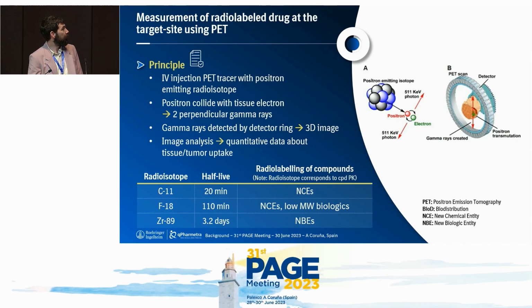So the principle is depicted here, where a radio-labeled compound, which can be labeled with carbon, fluorine, or zirconium, depending on which half-life you want, and this depends on the compound you're investigating, of course, is injected into the patient, where these positrons interact with electrons in the tissue, emitting gamma rays, which can be detected by your 3D PET scan detector, which gives you an image, which can then be translated to quantitative data, which we as pharmacometricians can use to get an idea about the concentrations at the target site.